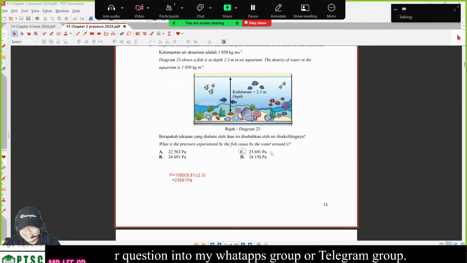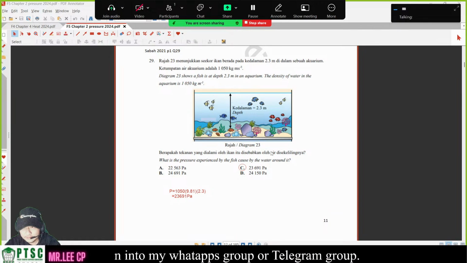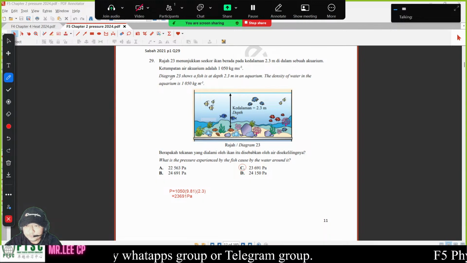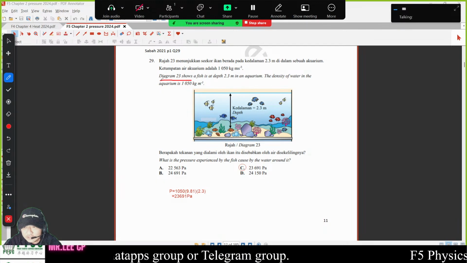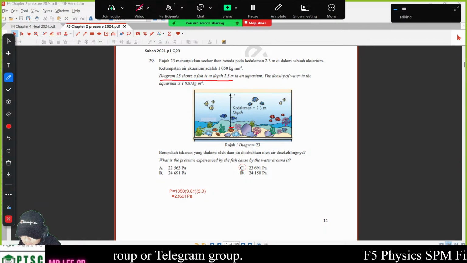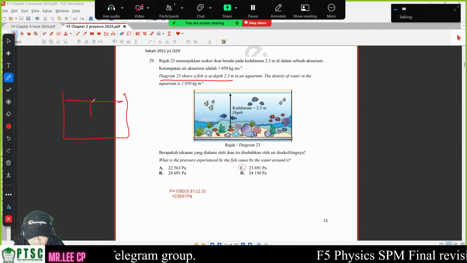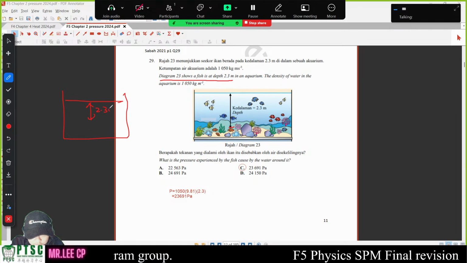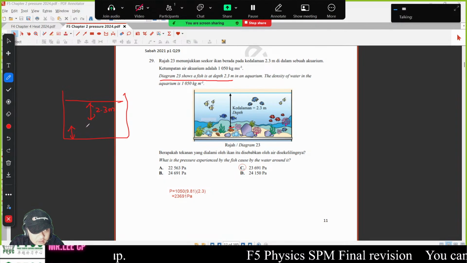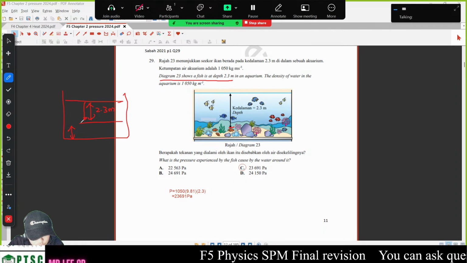This is the question. I just take one question. For example, diagram 23 shows the fish is at a depth of 2.3 meter. Make sure when you do the depth, it is from the surface of the water. If they give you like that, it is not the depth. Make sure you know it is not from here. It must be from the surface of water to how deep it is.